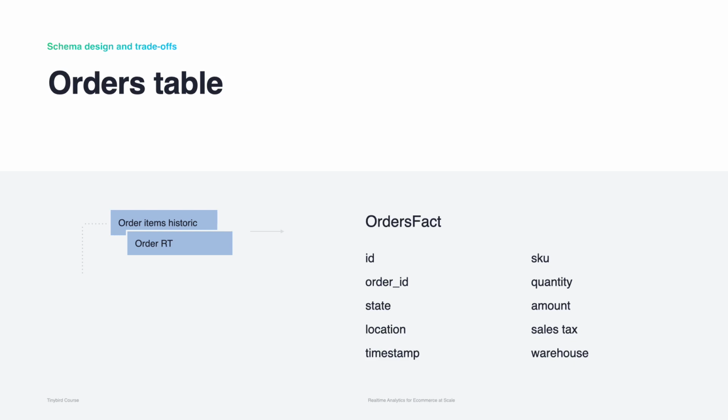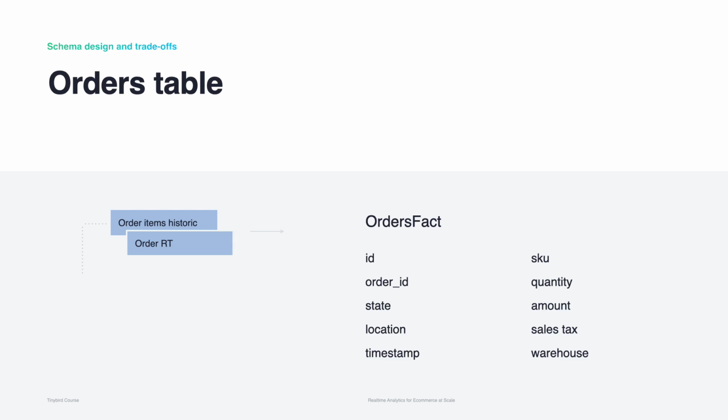Let's take a closer look at our orders table. It has these typical fields. ID, a unique identifier for the item. Order ID, items can be grouped by order. State for the item, for example, paid, returned. Location, from where the item was bought. Timestamp, time when the sale took place. There could be more dates.